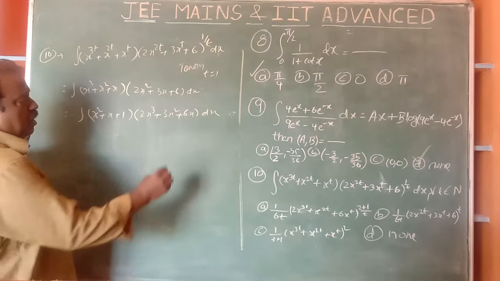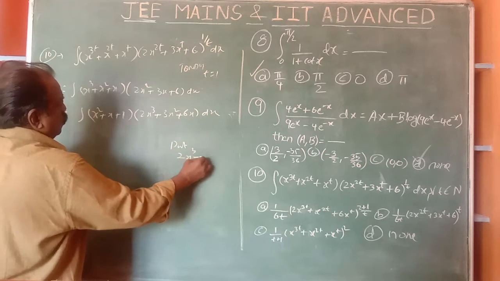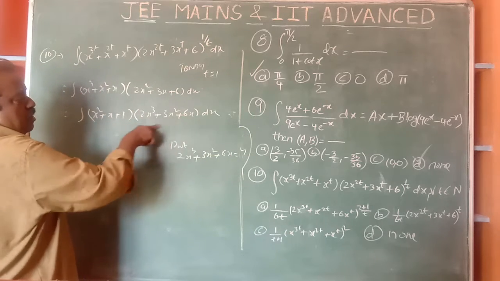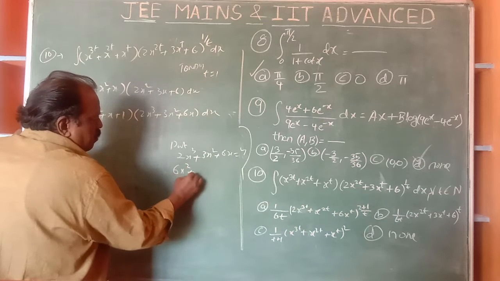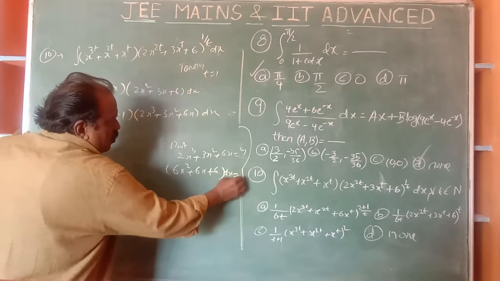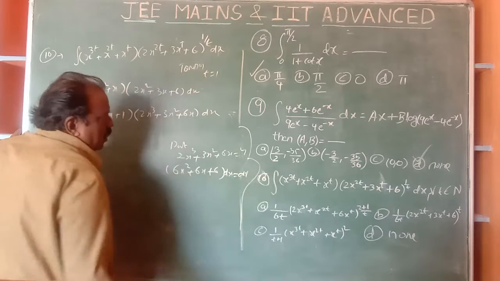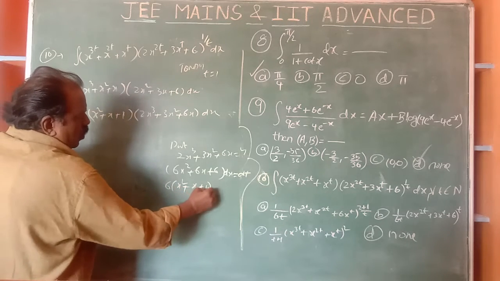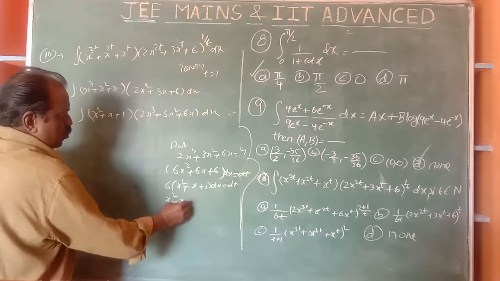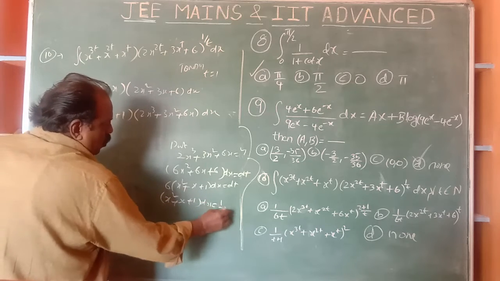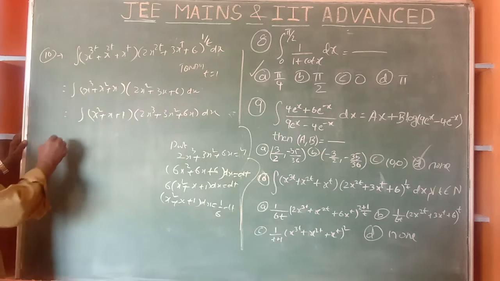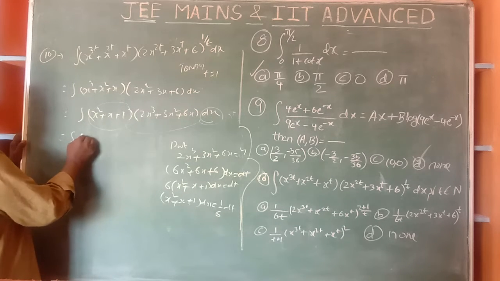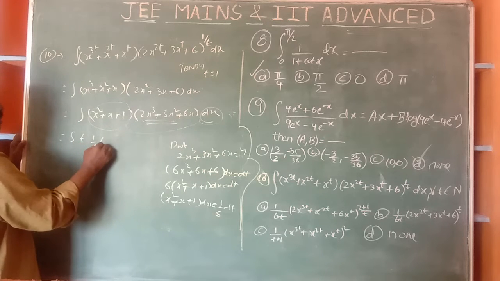Will you agree? Okay, now you see, put 2x cube plus 3x square plus 6x as some t by substitution method. I am substituting this as t. Differentiating, it is 6x square plus 6x plus 6 dx is equal to dt. Taking 6 as common, x square plus x plus 1 dx is equal to dt. Very clearly, x square plus x plus 1 dx is equal to 1 by 6 dt. So this part and dx will become 1 by 6 dt, and the other factor is t. So it is the integral of t times 1 by 6 dt.